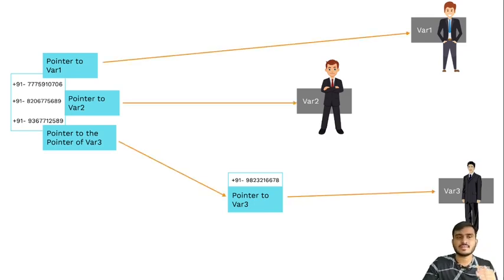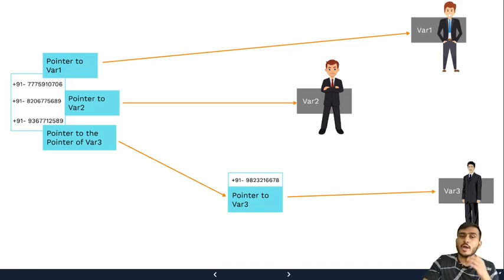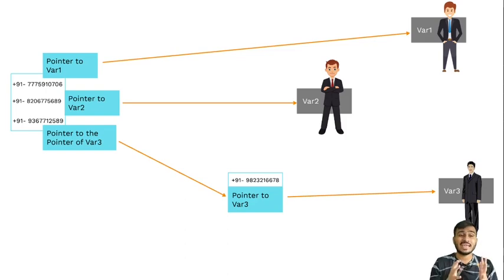See, this third thing is a little bit interesting. We have var3, that is boss 3. Now this number, 9823 something something, is actually a pointer to var3, because this number belongs to var3. This number is responsible for calling or accessing var3. And the number which Adam has is nothing but a pointer to the pointer of var3. This is the pointer to var3, and this number is nothing but a pointer to the pointer of var3. So this was in terms of programming.